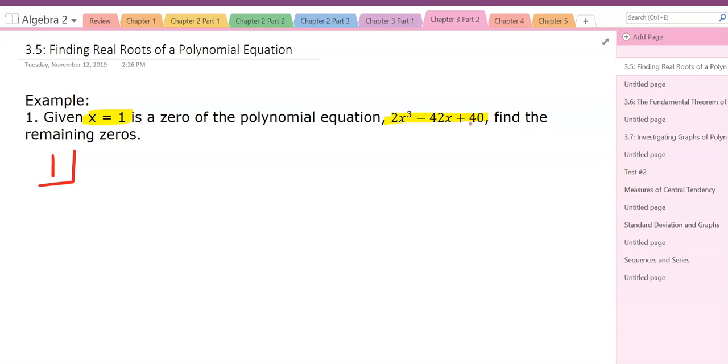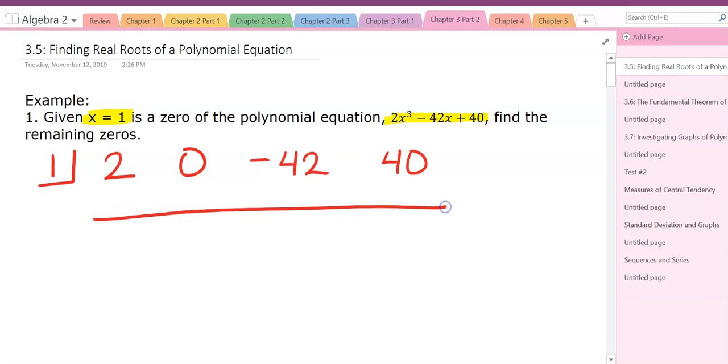It goes x to the third. So it skips x to the second and then an x. What do we have to do when it skips a term? Put a 0 in. So we're going to put the 2 down first. That's the first coefficient. I have to put a 0 in for that x squared because it's missing. What's the next coefficient going to be? What number's in front of the x? Negative 42 and then 40. Okay, draw your line.